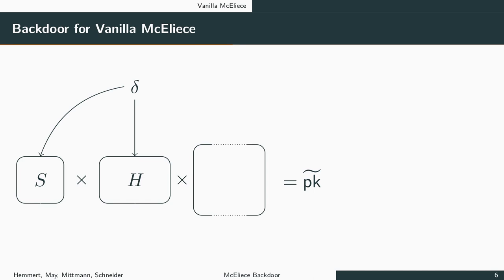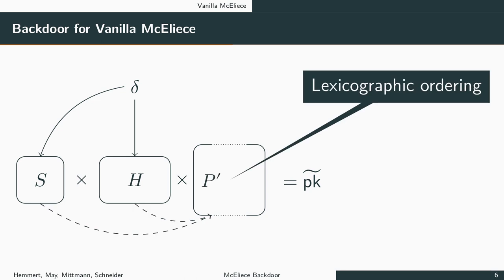Now, instead of choosing P at random, we select it in two steps. The first step is the creation of some fixed point that can be reached from the resulting public key. As a fixed point, we decided to use the lexicographic ordering of the columns of S times H, which can be achieved efficiently by sorting the columns.